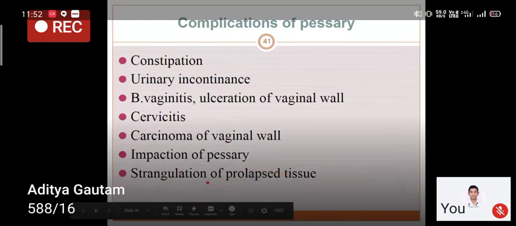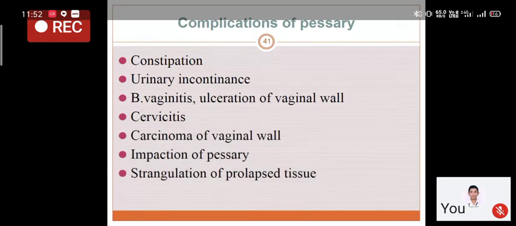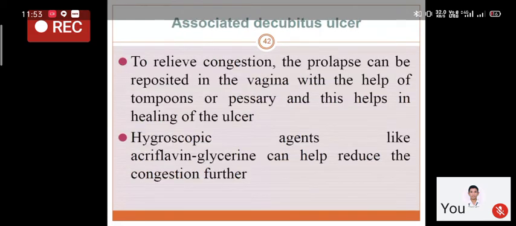Okay, the patient can later on have vesicovaginal fistula also because of sloughing if it is a large size pessary. Okay, so these are the complications of pessary.